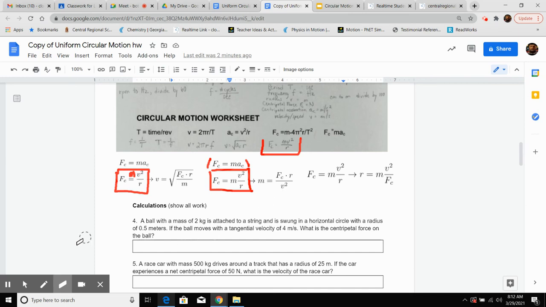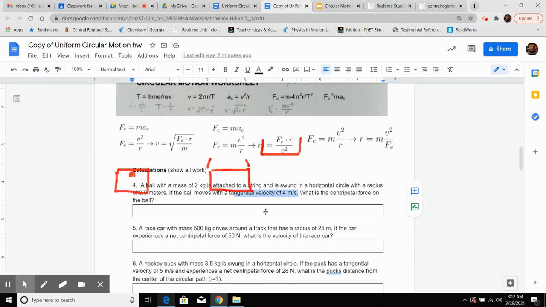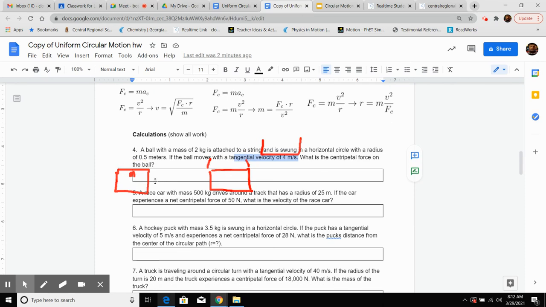All right. Anyway, they want centripetal force here. You are given a mass. They tell you what the radius is. It's already in meters, and you have a tangential velocity. So you're using mv squared over r. Answer in newtons.